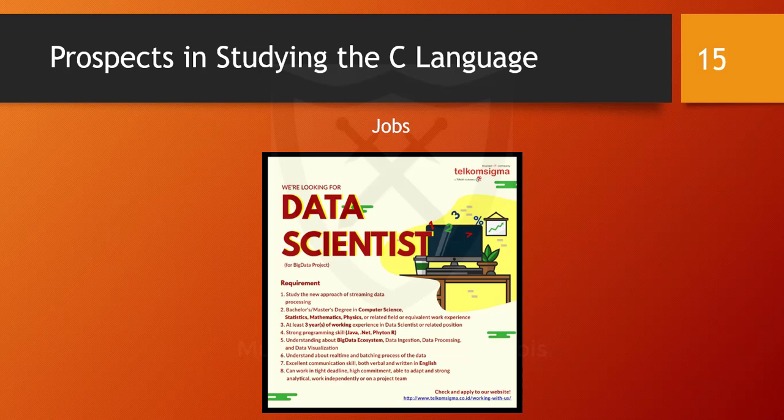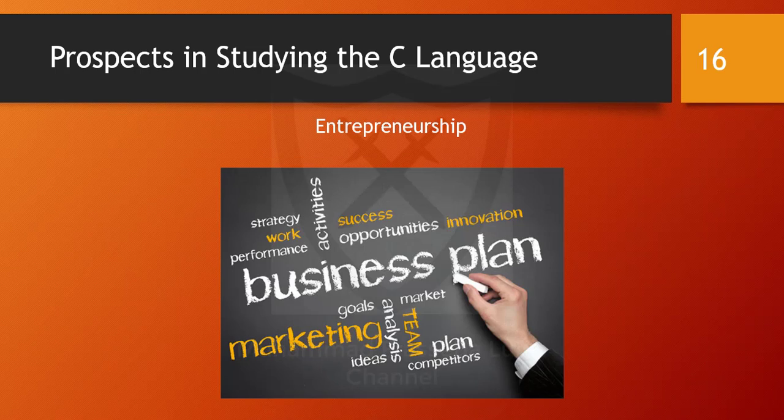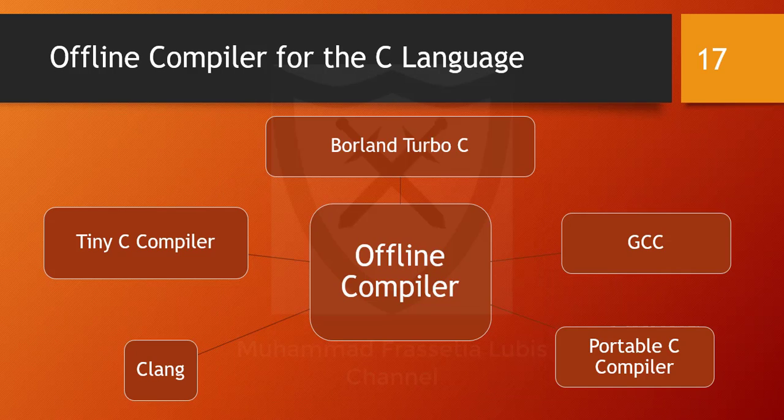Then the last one is business. Someone who masters programming languages will find it easy to start a business, especially a business that uses technology. Next, compilers for C language. Let's learn this concept of compilers with an example.